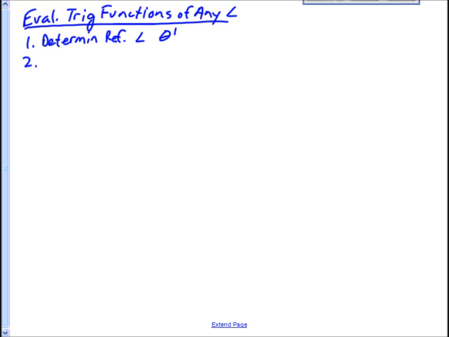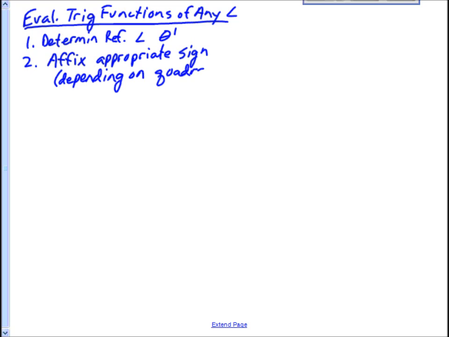Number two, depending on the quadrant in which theta lies, you fix the appropriate sign to the function value. So fix appropriate sign, okay? Depending on the quadrant. Sorry, they're vacuuming my classroom, but I think you'll be okay still to hear.